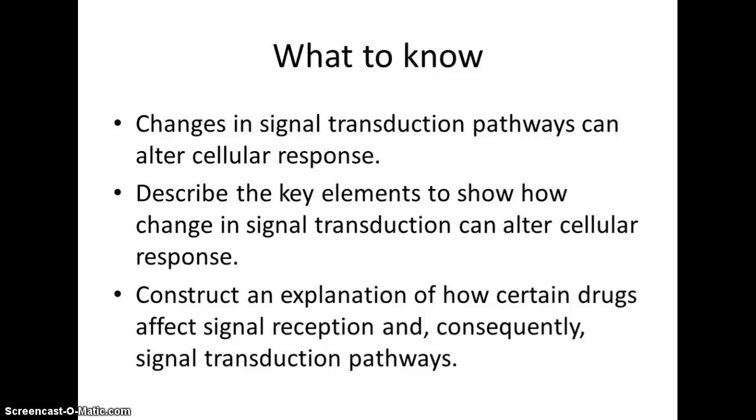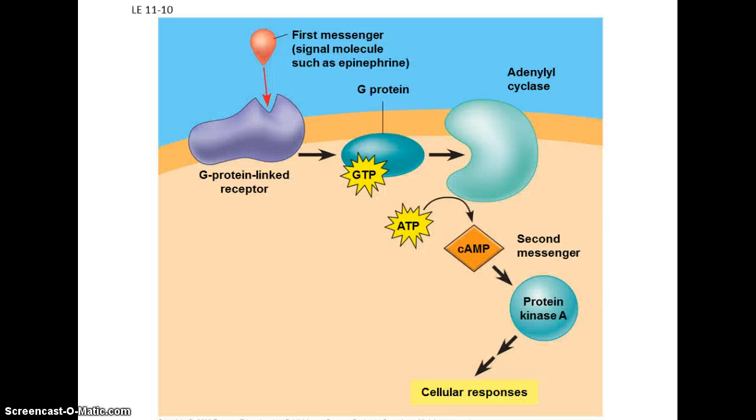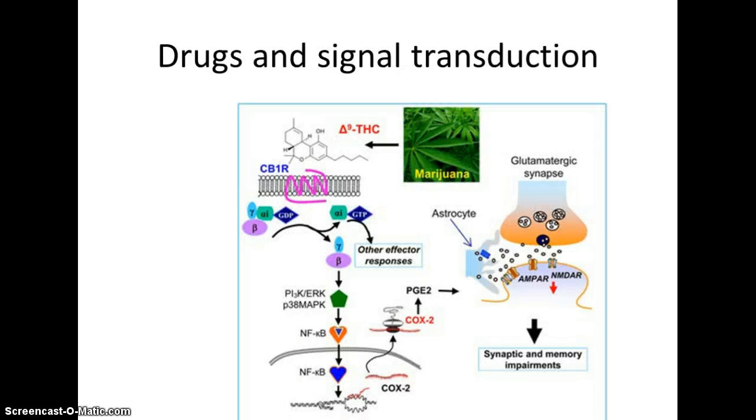So let's go ahead and do the last one. And here it is. This is the overview. You have your epinephrine binds to the protein on the membrane. That's the signal part. The transduction is the activation of the G protein and the cyclic AMP, which then causes the protein kinase to be activated and has a cellular response.